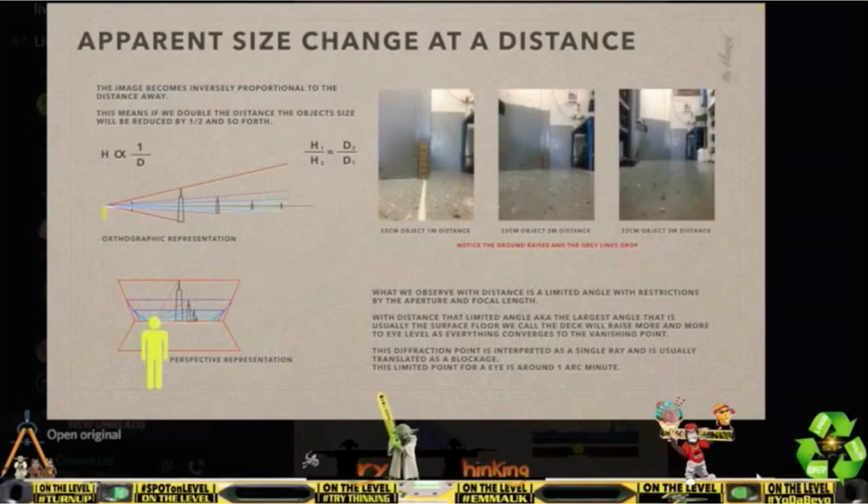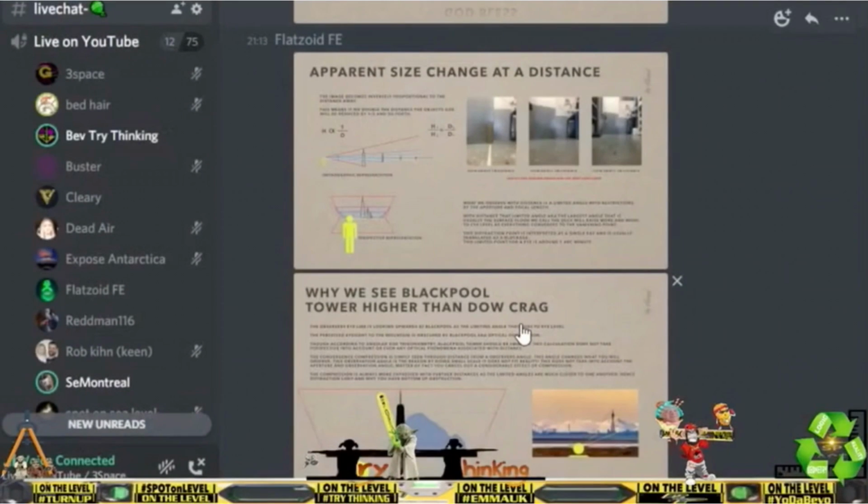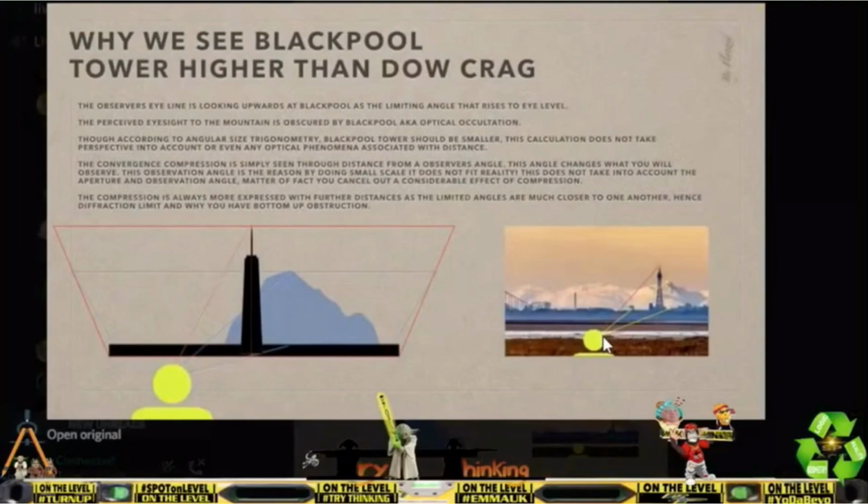If you're ready, we can go to the next slide. It's the last one. Why we see Blackpool Tower higher than Dow Craig. Yep, we're on it. Okay.